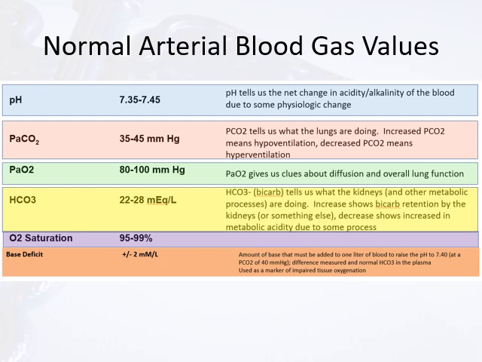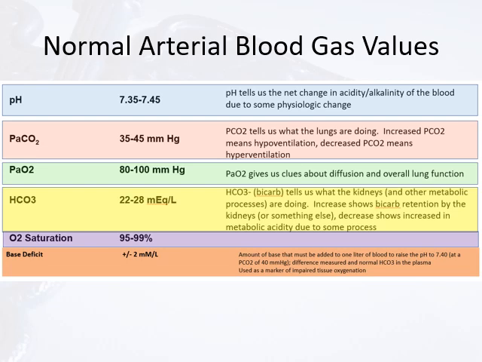The first is pH, and this is pH just like we had in normal 7th grade science class. Tells us about the change in acidity or alkalinity, in this case of the blood, because of some physiological change. Normally your body strives really, really hard to maintain a homeostasis level of pH between 7.35 and 7.45.